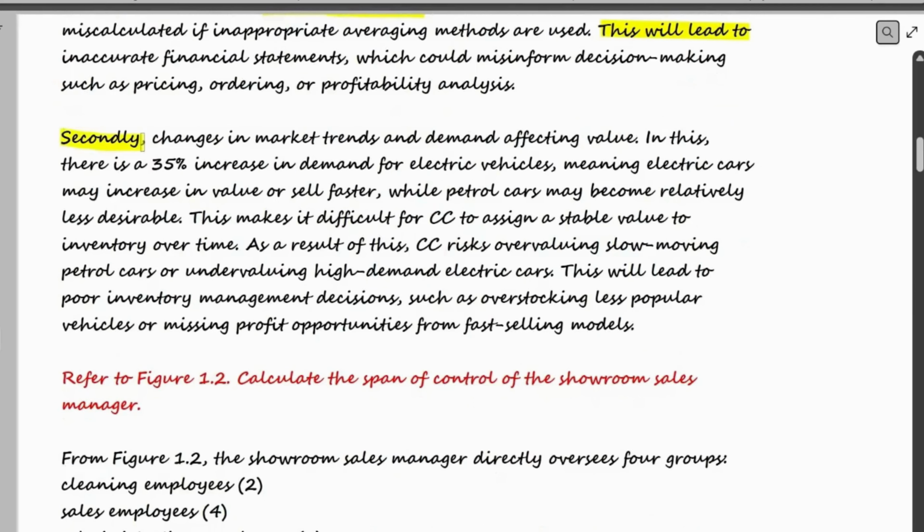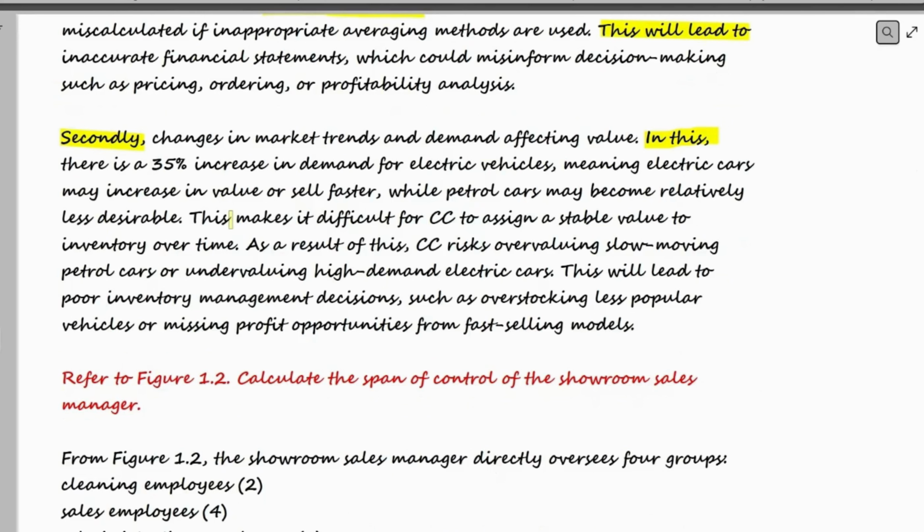Secondly, the second point is coming in: changes in market trends and demand affecting value. This was a very important and very tricky point. In this, there is a 35% increase in demand for electric vehicles, meaning electric cars may increase in value or sell faster, while petrol cars may become relatively less desirable.